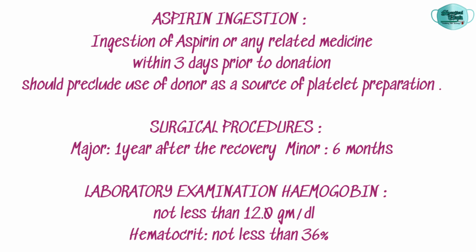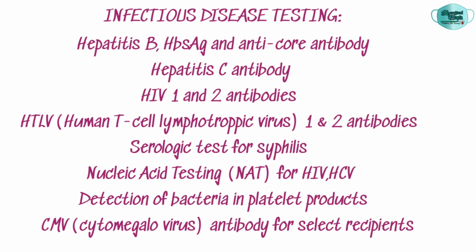Donors with history of major surgery are deferred for 1 year after the recovery. Those with history of minor surgical procedures are deferred for at least 6 months. The laboratory examination of the donor should include hemoglobin of not less than 12 grams per dL and hematocrit of not less than 36%. Infectious disease testing should be done on the donor.